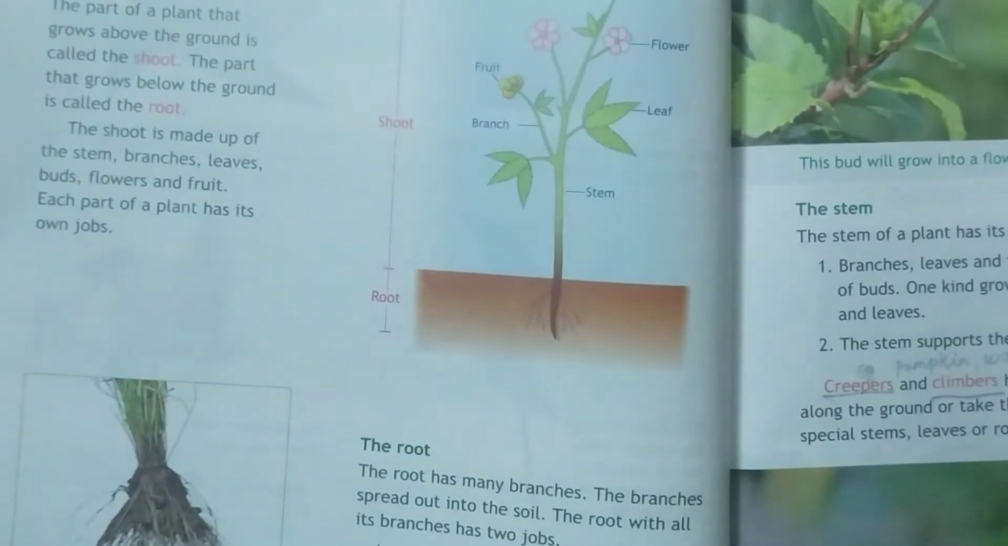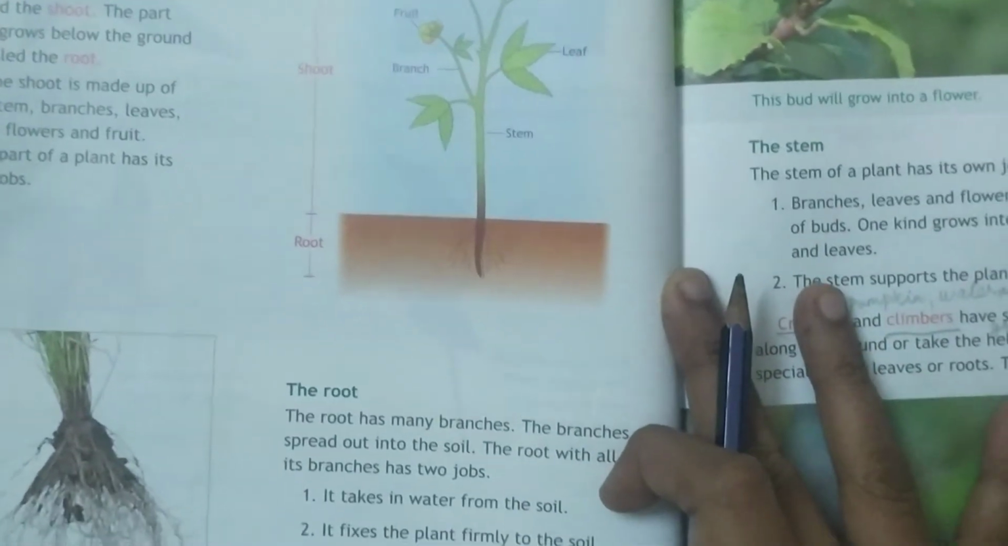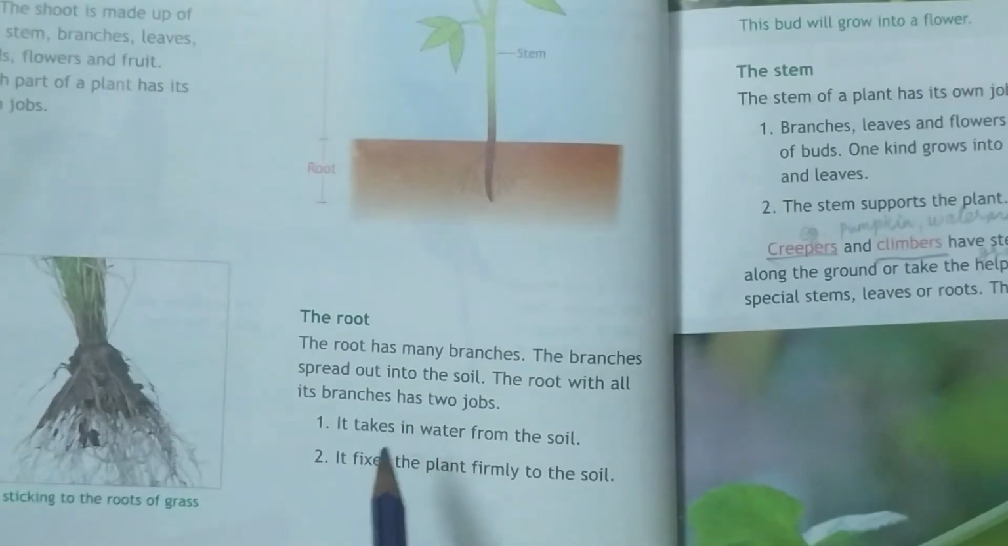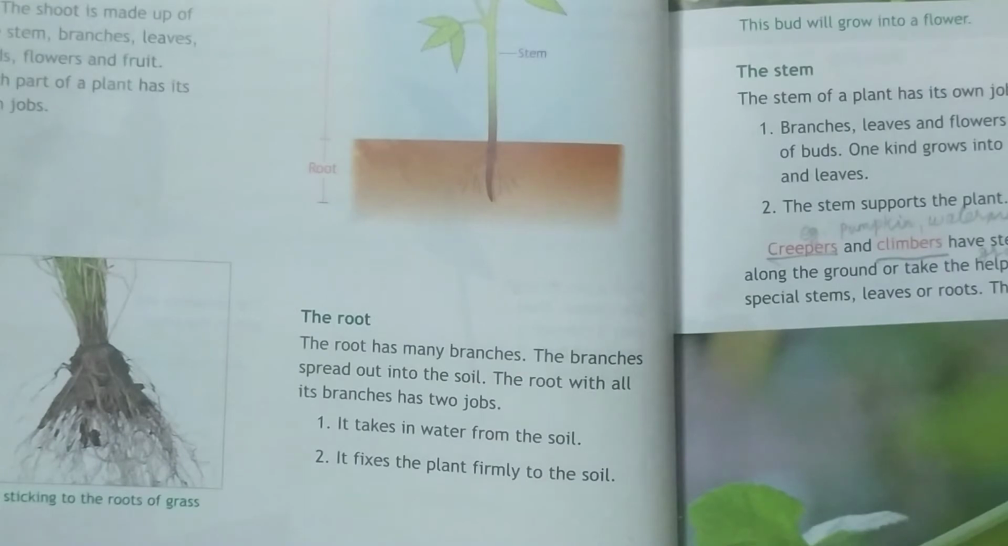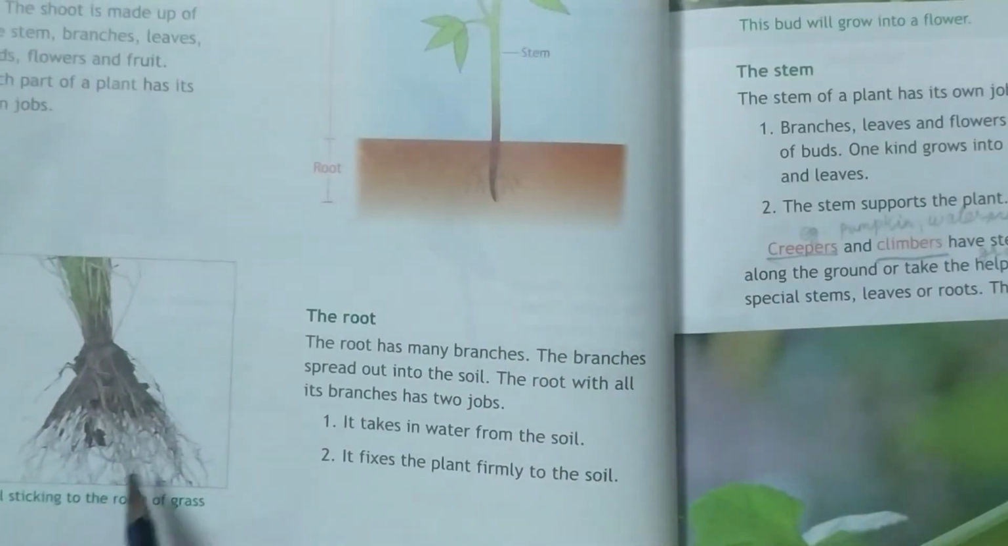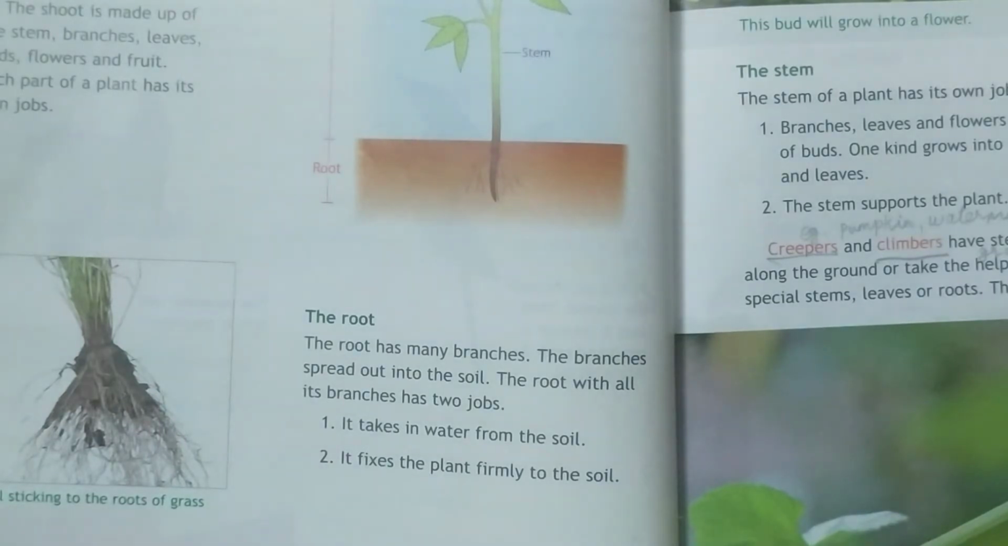Root also has many branches. Listen, the branches spread out into the soil. The root grows below the ground, which we cannot see. You can see in the picture, this is fibrous root, tap root, different types of roots are there.